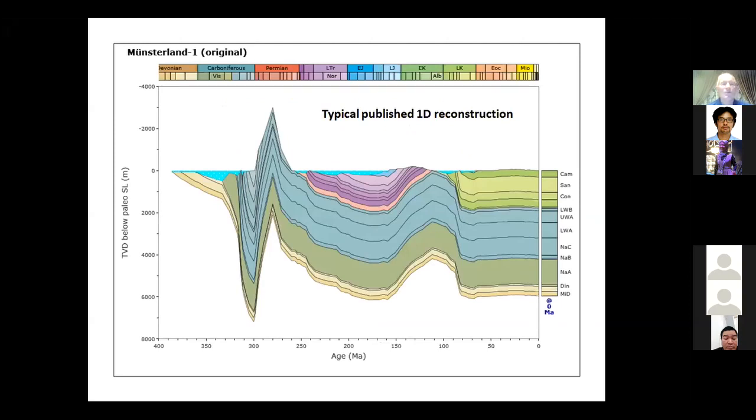This has been a well. It was drilled 60 years ago for scientific purposes. It was extensively studied in 6,000 meters of mostly Carboniferous section, studied in great detail by the Germans, and it's been a classic. German students and academics continue to use it as a useful example for modeling. And each student publishes a slightly different model, but they all tend to look rather like this.